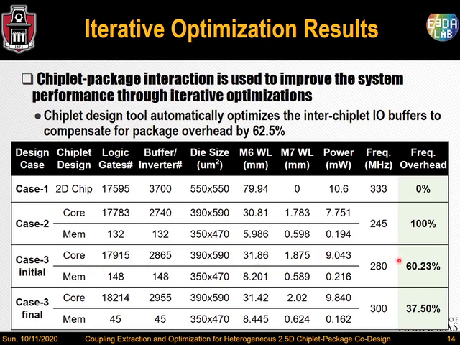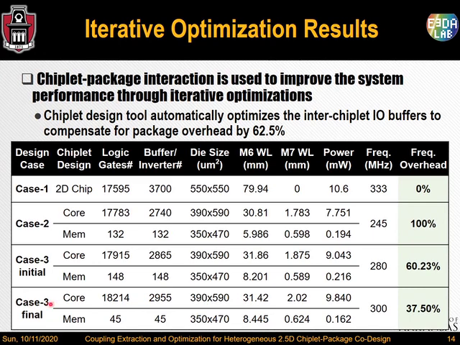Case 3 initial is the 2.5D implementation obtained at the end of the first iteration of our flow. In this iteration, estimated package overhead, greedy signal assignment, and our co-planning strategy are applied. Even with rough estimation, the overall system frequency achieved is 280 MHz, which is a 40% reduction in the frequency overhead.